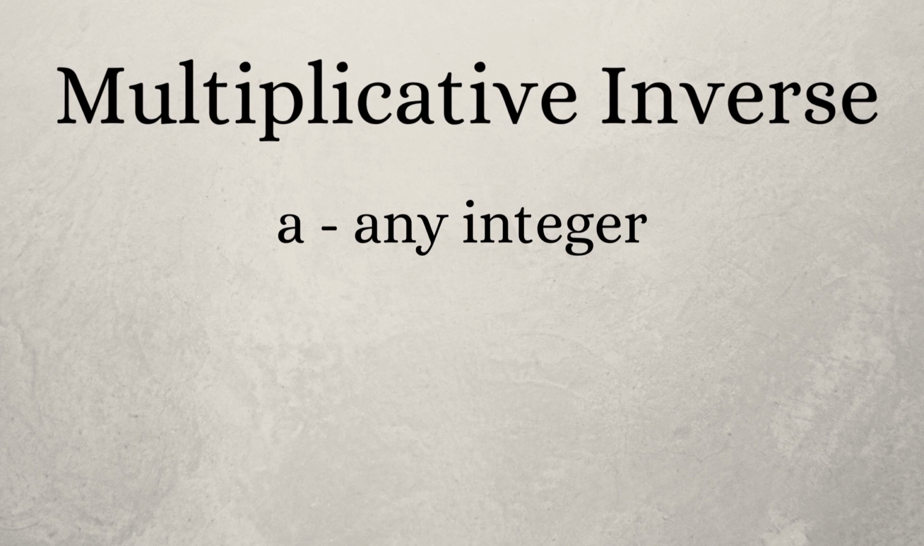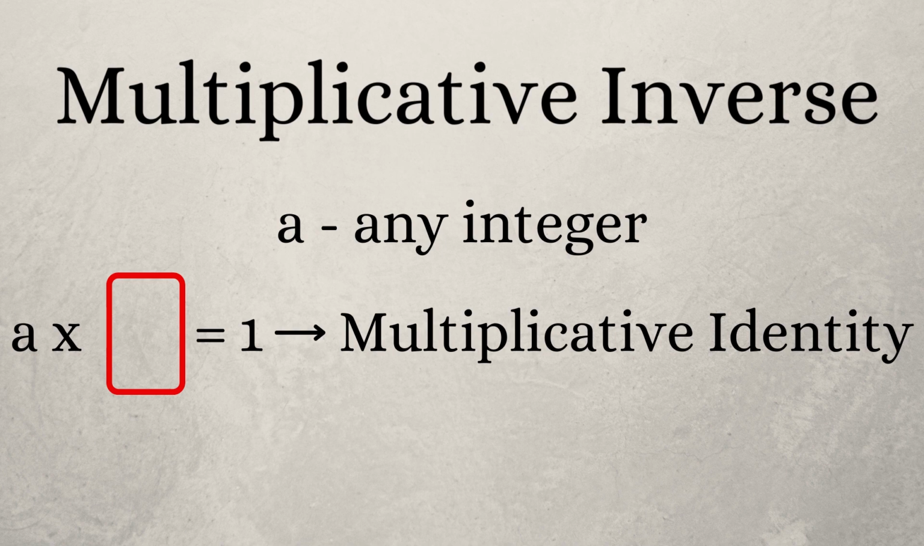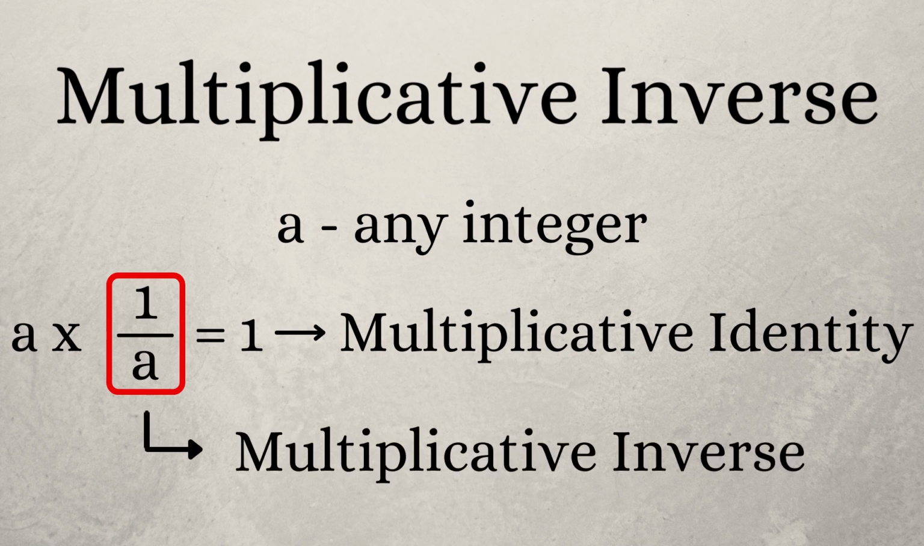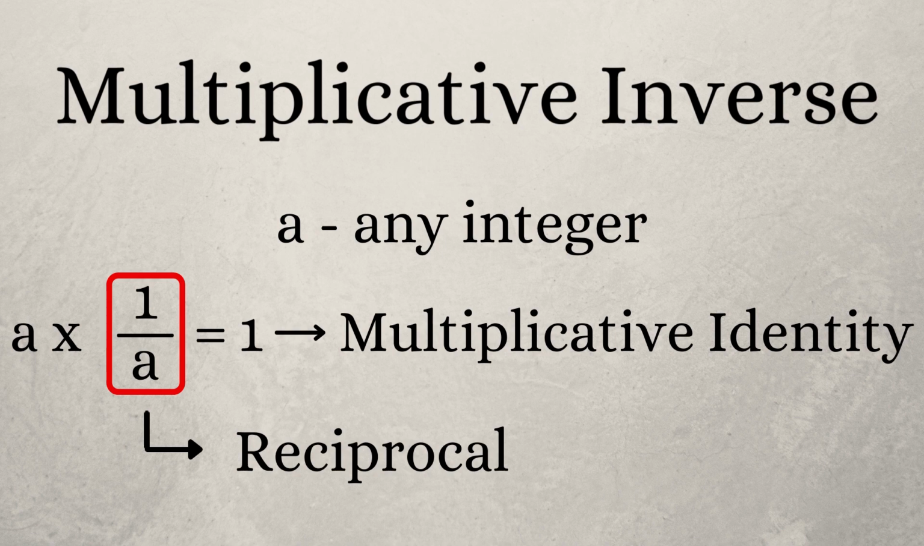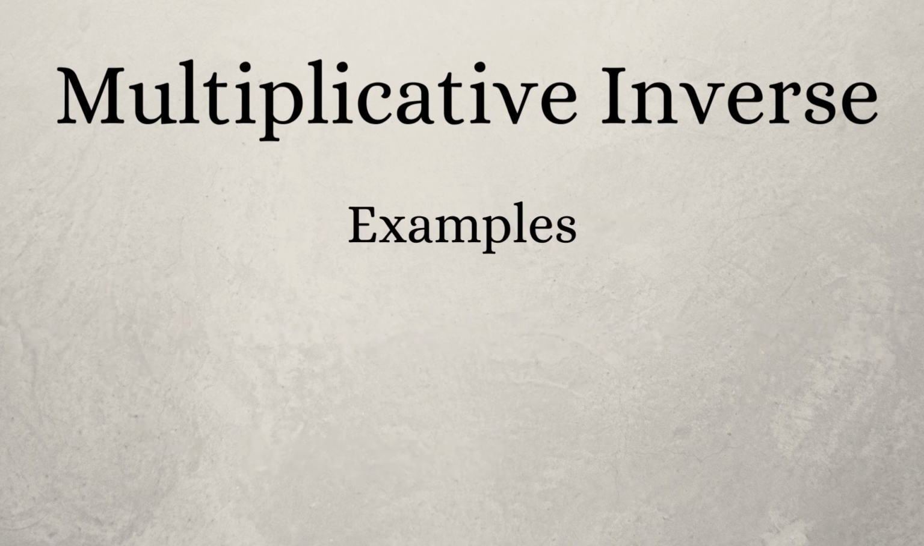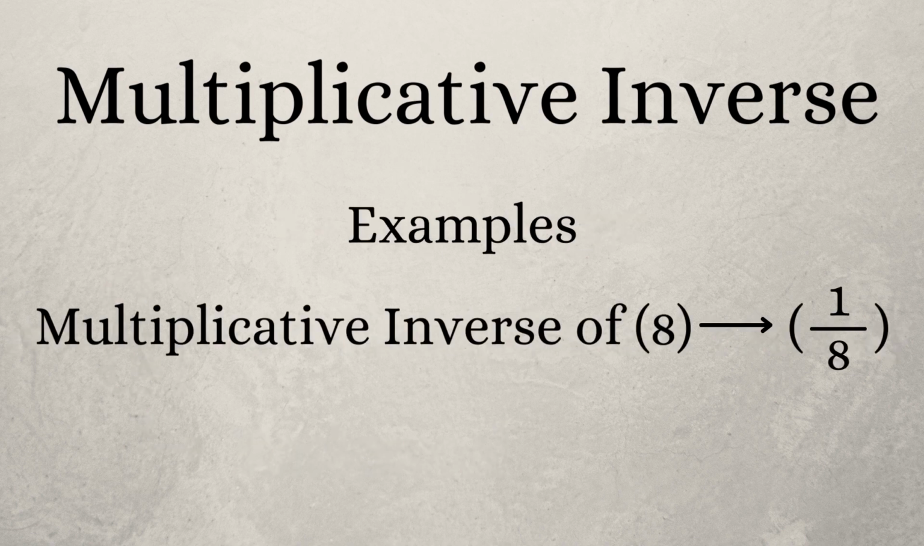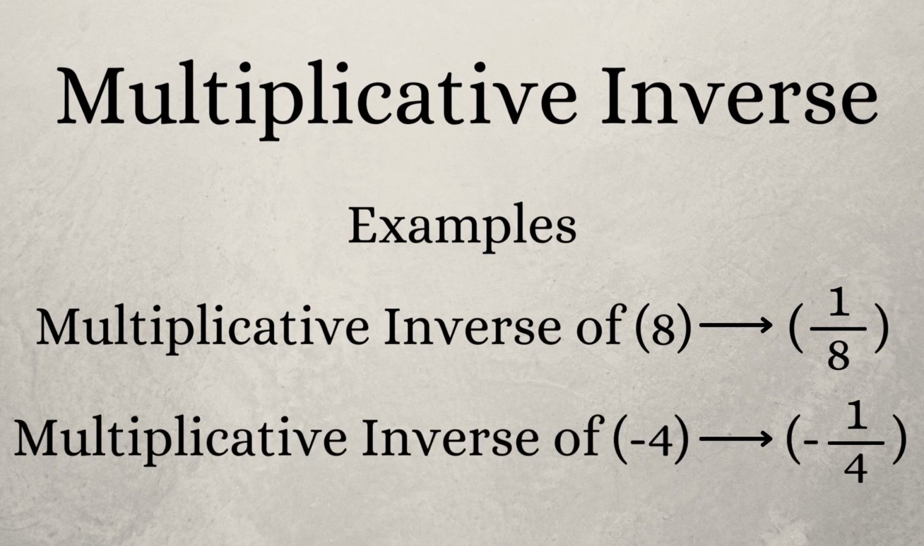Moving on to multiplicative inverse. If a is an integer, the product of a with a special number should give us 1, which is the multiplicative identity. And this special number is 1 by a. So the multiplicative inverse of a is 1 by a. You can also call it the reciprocal. Here are some examples. The multiplicative inverse of 8 is 1 by 8. And the multiplicative inverse of minus 4 is minus 1 by 4.